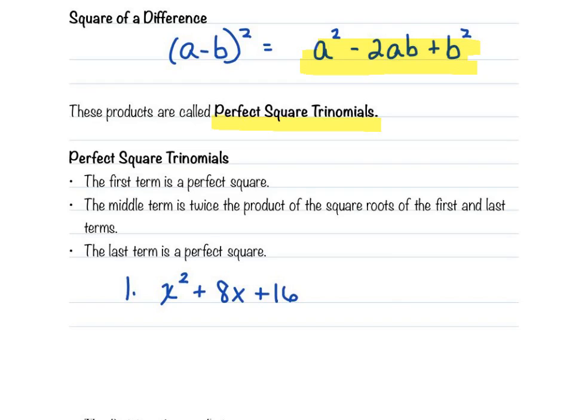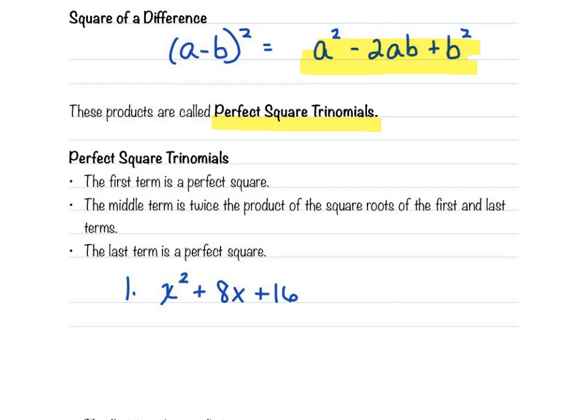A perfect square trinomial must have the following characteristics. The first term is a perfect square. The middle term is twice the product of the square roots of the first and the last terms. And the last term is a perfect square.